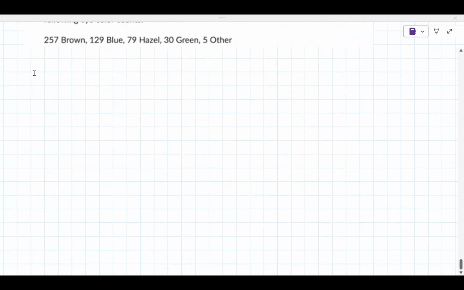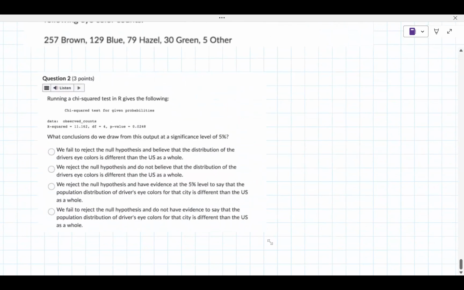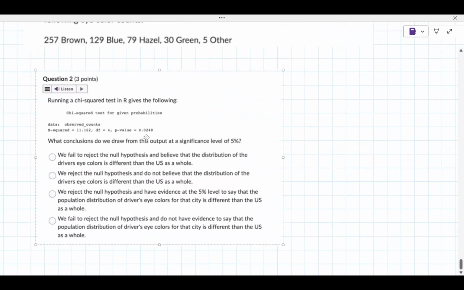So for question two, they give you the p-value. They say it's 0.0248. We don't know the level of significance. Oh, it's the 5% level. So we reject the null hypothesis and do not believe the distribution. Fail to reject.